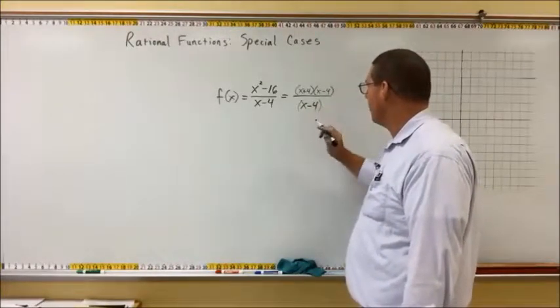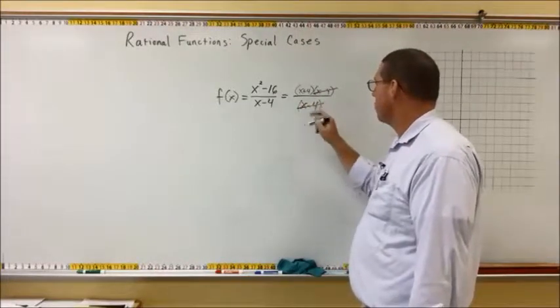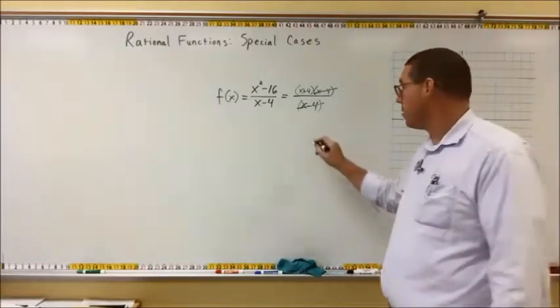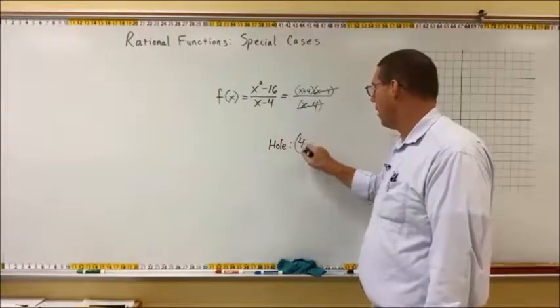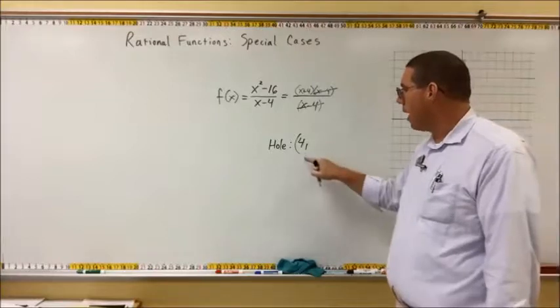All right, so now that we see this, look, we've got a common factor or a matching factor in the numerator and the denominator. We've got an x minus 4, which we're going to cross out, and an x minus 4, which we're going to cross out, which means that there is a hole at x equals 4. Okay, there is a hole at x equals 4, and now we just got to find out what the height is. How do we find out the height?